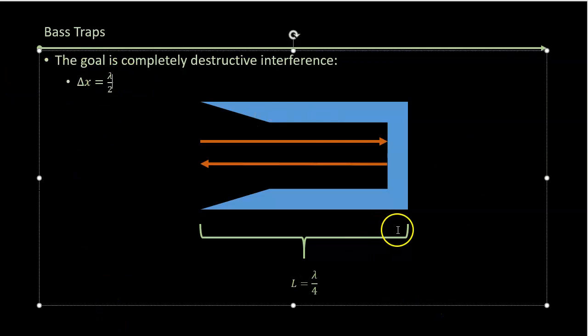How do you get lambda over 2 out of a bass trap? Well, if you design something that's lambda over 4, the sound comes in for a quarter of a wavelength, bounces off, and goes back for a quarter of a wavelength. By the time it gets back out to here, it's been half a wavelength. And so the reflected sound is canceling out the incoming sound. So a bass trap is designed so that the signal you've designed it for goes in and doesn't come out. And around that signal, it has some effectiveness.